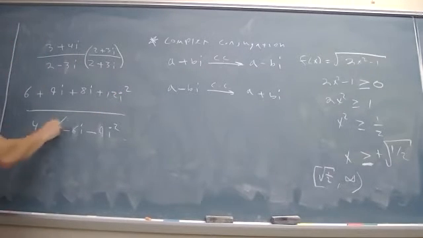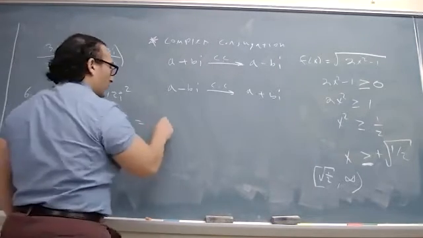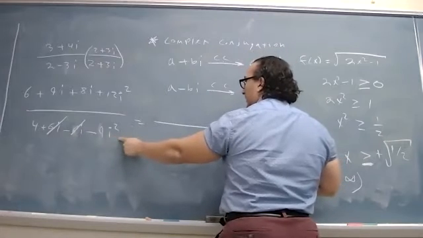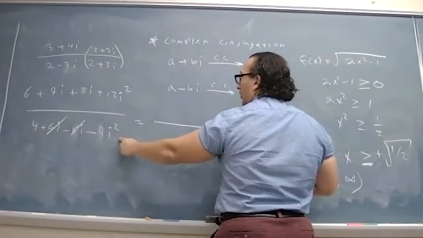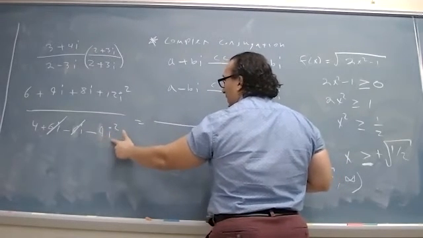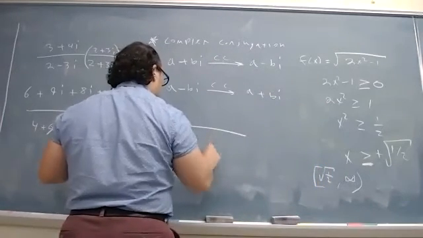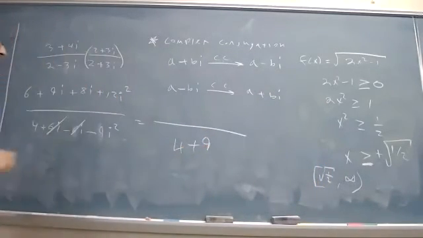Notice that in the denominator, these middle terms can cancel. And notice that i squared is the same thing as a negative 1. So this is negative 9 times a negative 1, which makes it a positive 9. So then I can rewrite this as 9 plus 4, positive.